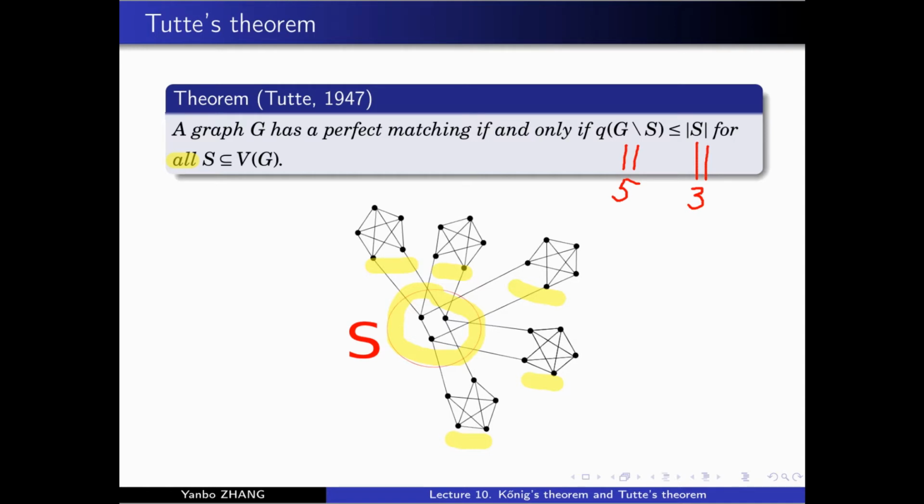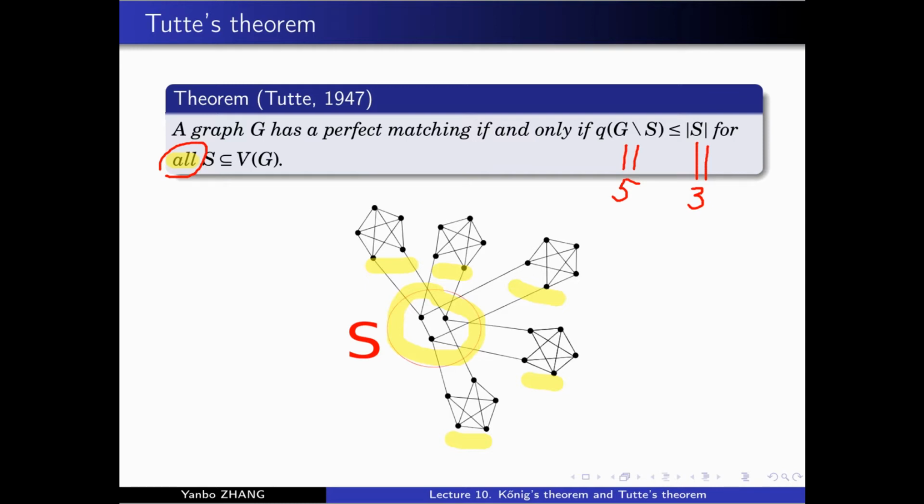To see a graph has no perfect matching, we need only to find an S such that q(G minus S) is greater than the size of S. But if we want to prove G has a perfect matching, by Tutte's theorem, we have to prove that q(G minus S) is less than or equal to the size of S for all subsets S of V(G). In fact, it's easy to prove the necessity.